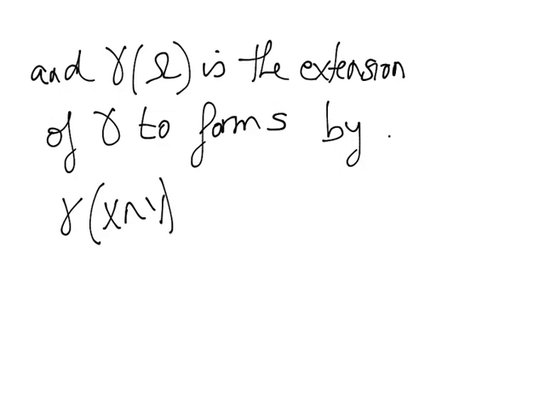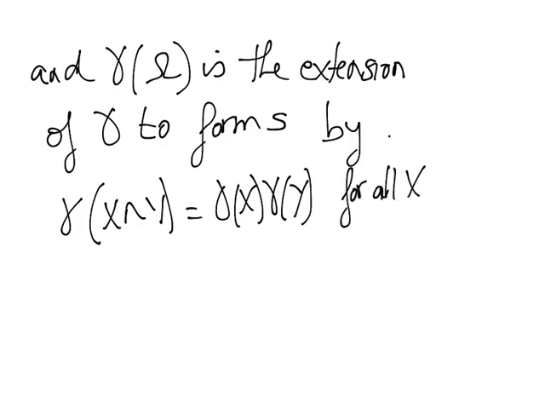x wedge y, it's gamma x, gamma y, for all x, y in TM. So that's the composition of the two Clifford multiplications, gamma x and gamma y. So it means when you apply gamma of a form, of x wedge y, of a two-form, applied to psi, a spinor field, it's gamma x of gamma y applied to psi.